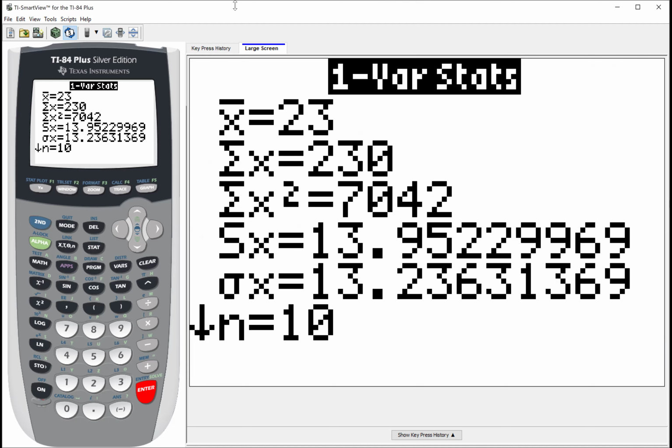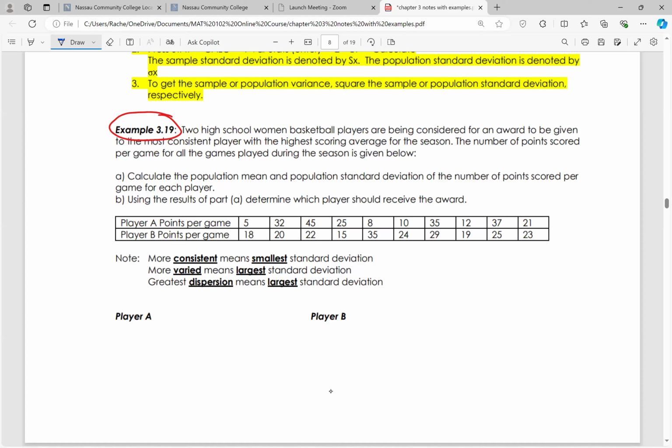So let's write this down. For player A, the population mean is equal to 23 points, and the population standard deviation is equal to 13.24 points.